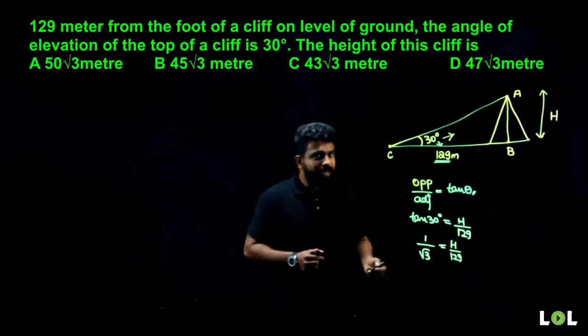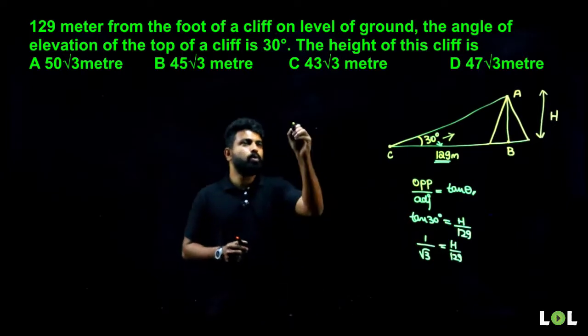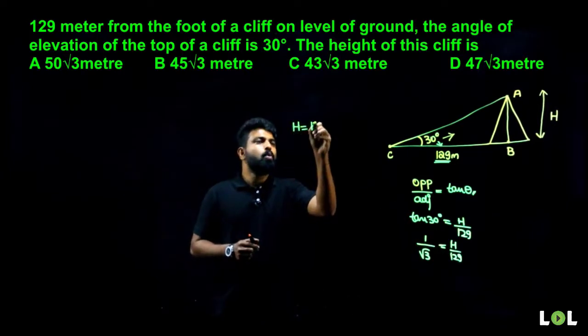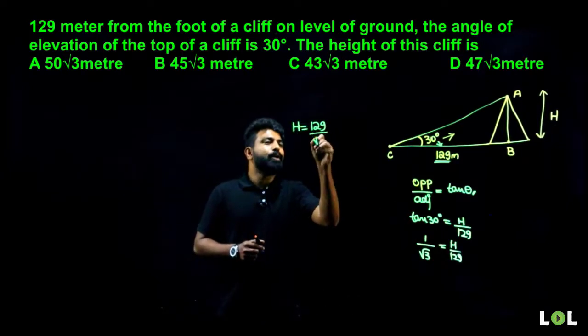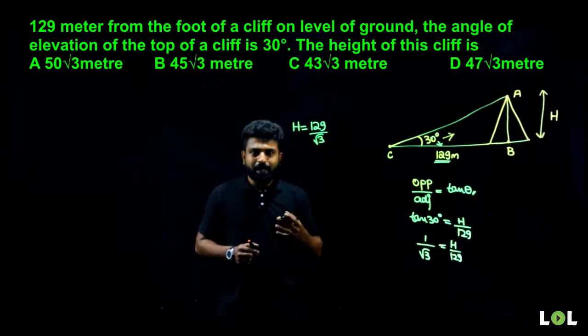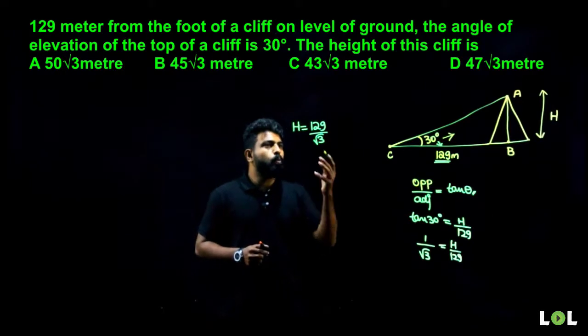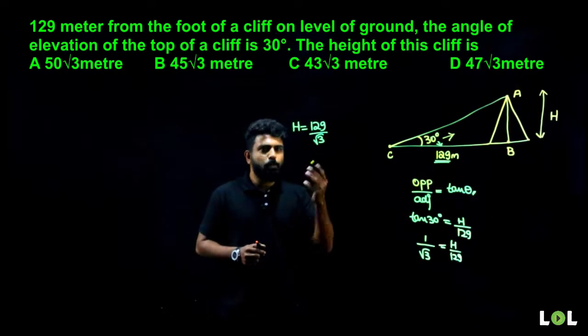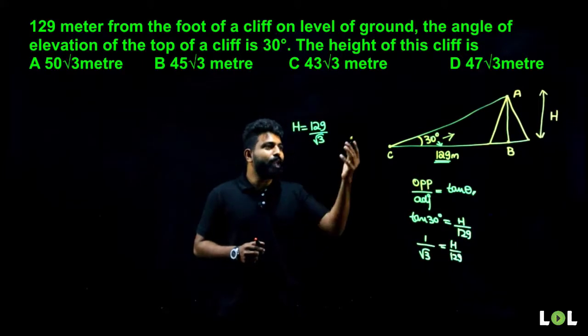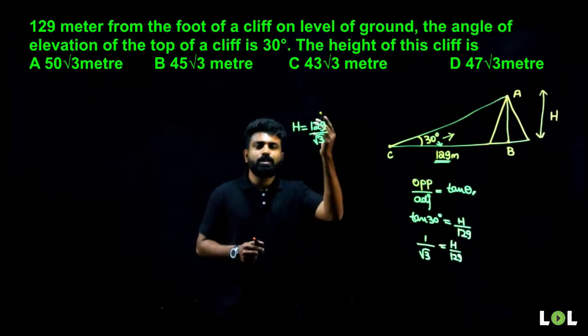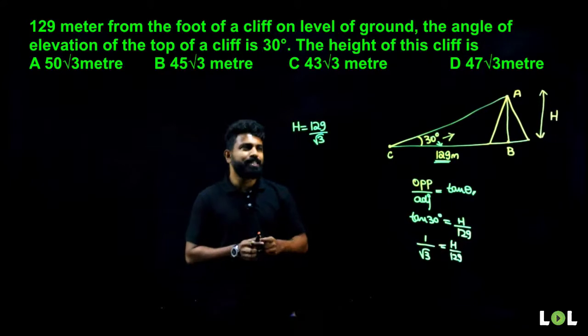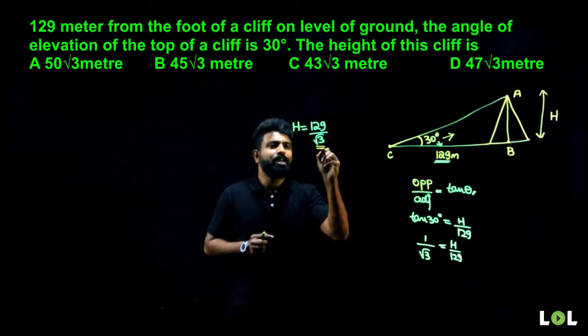So, what will be the height here? h will be equal to 129 by root 3, and that will be our final answer. Now, do we have that in our options here? No, we don't have 129 by root 3 in our options. So, what do we need to do? Everywhere in the options, you have root 3 at the top. So, we need to rationalize the denominator.